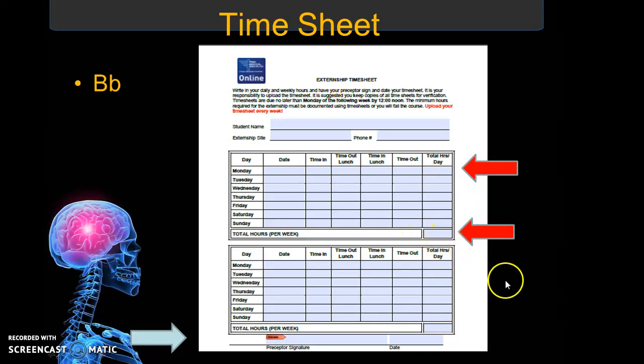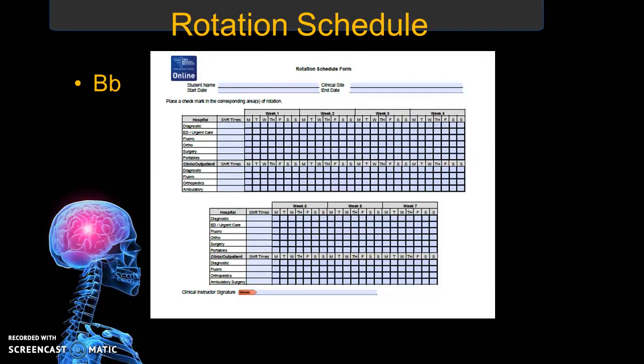Make sure that your technologist signs it at the very bottom, under preceptor signature. You just sign it for the week, for that particular week, and then they can sign underneath it for that second week and the date. All right? Okay, your next one, your rotation schedule.